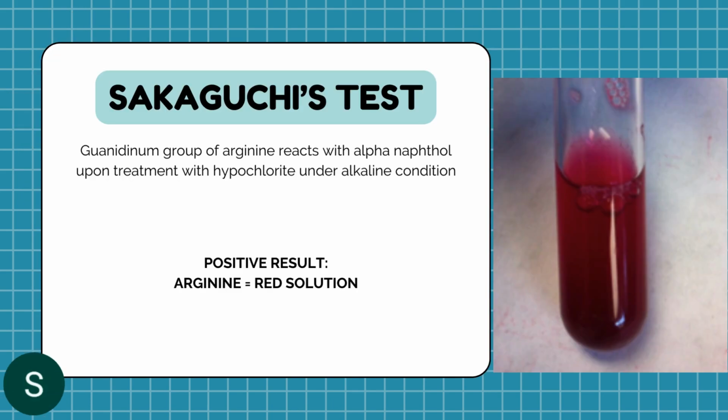So next, we have your Sakaguchi's test. So here, it is a guanidinium group of arginine that reacts with your alpha-naphthol upon treatment with your hypochlorite or hypobromite under an alkaline condition. Okay, so ano yung mga reagent na gamit natin dito? Your 10% sodium hydroxide that function as a alkaline buffer, your alpha-naphthol, which is your main reacting solution, and your hypochlorite or hypobromite solution, which is your oxidizing agent. Okay, so let's explain on the next slide.